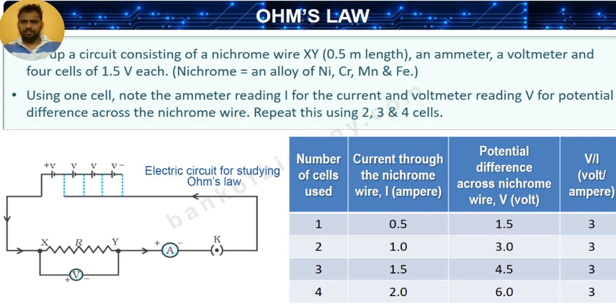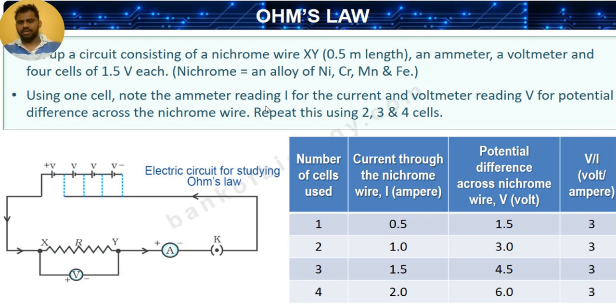Okay. So what experiment did Ohm do? Ohm set up an electric circuit in which there was a nichrome wire of 0.5 length, an ammeter, a voltmeter, and 4 cells of 1.5 voltage each. Nichrome is an alloy of nickel, chromium, manganese, and iron.